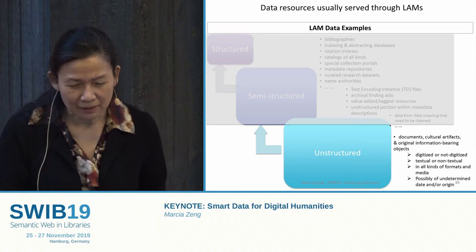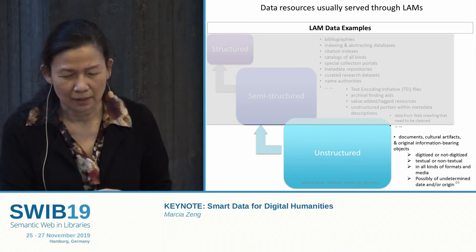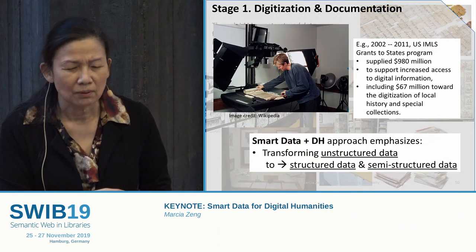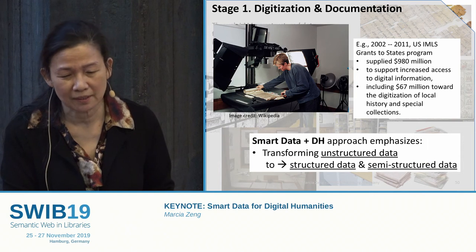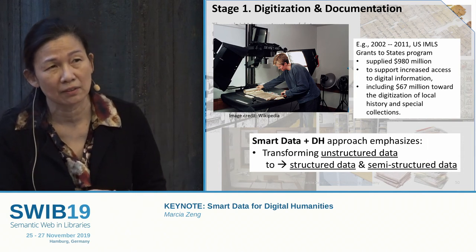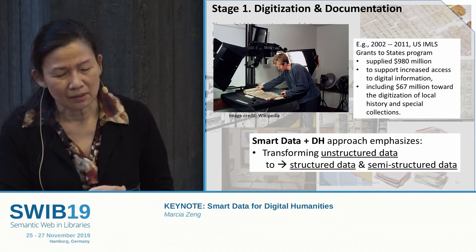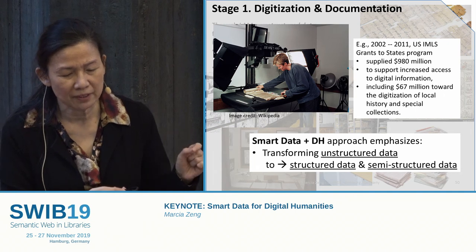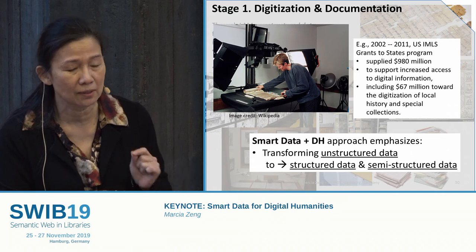Text or not text, all of them are unstructured data. So at the first stage, we do digitization. We do digitization, documentation, and a huge amount of investigation has been done on this. And the smart data in digital humanities approach emphasizes transforming unstructured data to structured and semi-structured data.